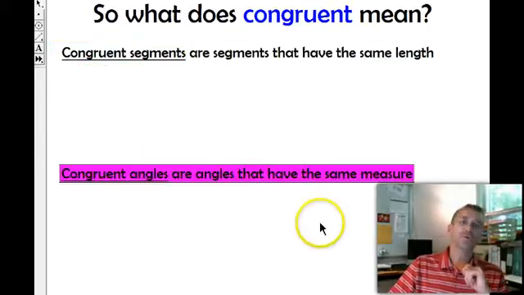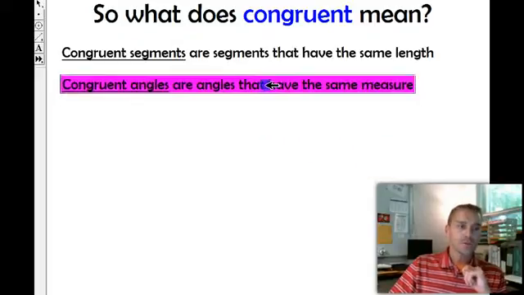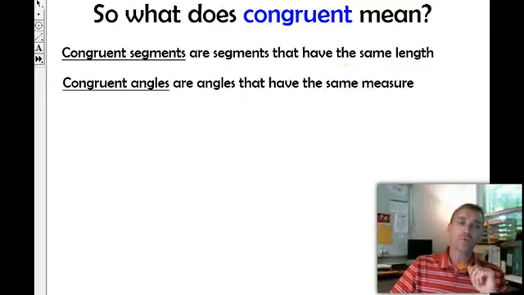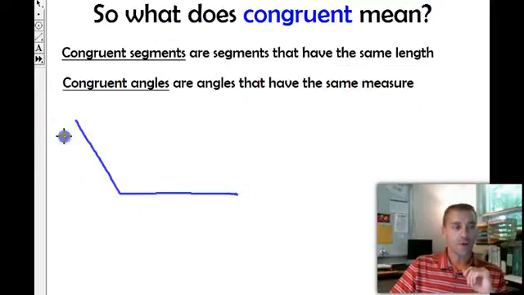Let's roll into what congruent angles are. Congruent angles, by definition, are angles that have the same measure. So if I'm going to draw an angle, we'll make it an obtuse angle like such. We'll label it angle ABC, and we'll say this angle, I don't know, is 140 degrees. Just making it up. Beautiful.